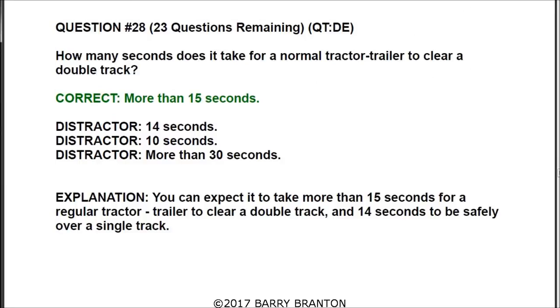Question number 28. How many seconds does it take for a normal tractor trailer to clear a double track? The correct answer is more than 15 seconds. The explanation is you can expect it to take more than 15 seconds for a regular tractor trailer to clear a double track, and 14 seconds to be over a single track.